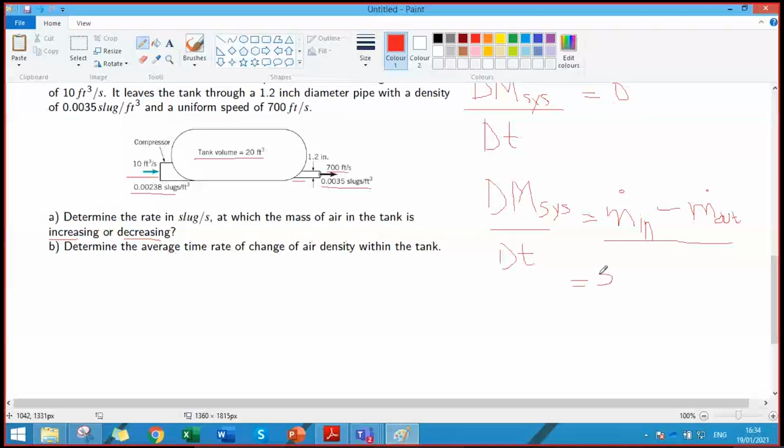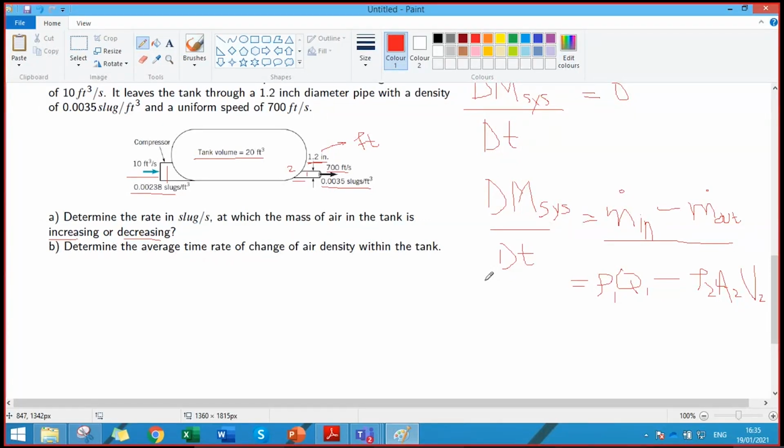Can you calculate m dot out? This is the section 2 here. Can you calculate rho 2, A2, V2? Yes, you are given rho 2, A2, and V2. Just keep in mind that the area should be in feet square. The diameter here is in inches. Convert this diameter into feet and then calculate the area. So when you calculate, you will get the time rate of change of mass. You can do this on your own.